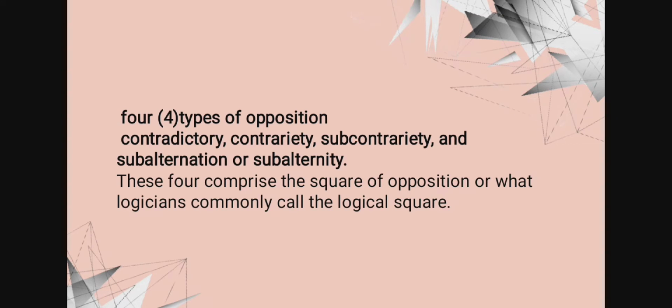My topic is all about the four types of opposition, namely contradictory, contrariety, subcontrariety, and subalternation or subalternity. These four comprise the square of opposition, or what logicians commonly call the logical square.